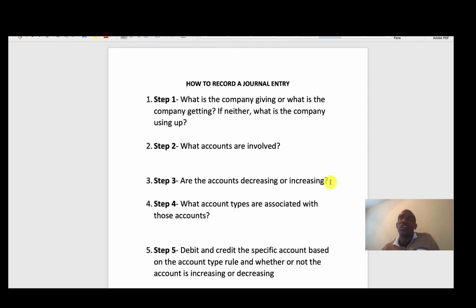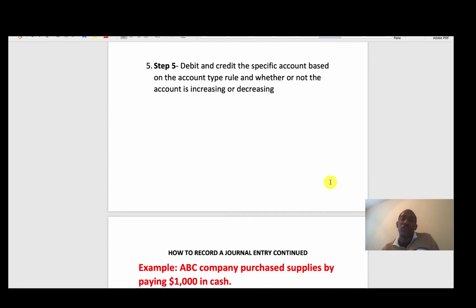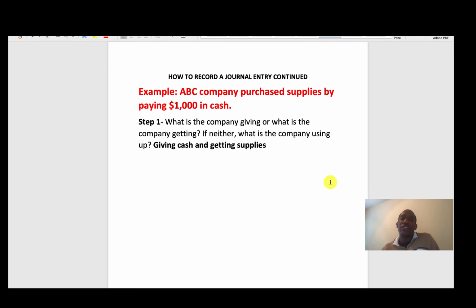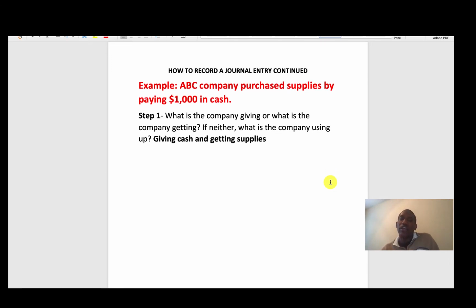A debit to a certain account and a credit to another account. Okay? So let's look at a simple journal entry, right? So ABC Company purchased supplies by paying $1,000 in cash. So we're doing the entry from the perspective of the company, right?